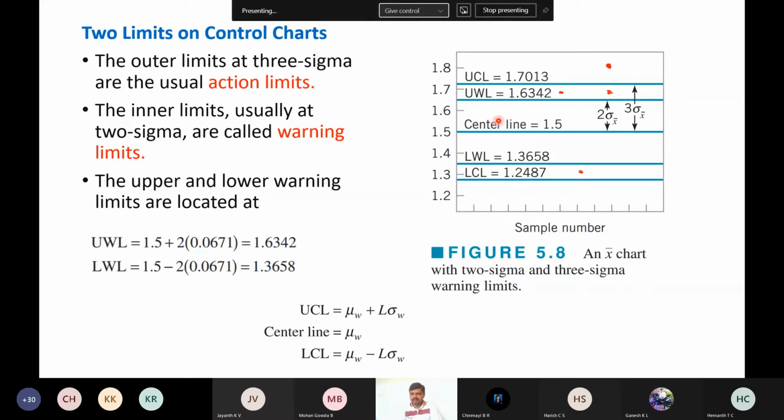So this is like taking precaution and paying attention. Even though points may be within the control limits, engineers take precautions if they make use of warning limits. The outer limits at 3 sigma are the usual action limits. This upper control limit and lower control limit are action limits. The inner limits, usually at 2 sigma, like these two, the upper warning limit and lower warning limit, are called warning limits. They are located at 2 sigma, so we are substituting the L value as 2.